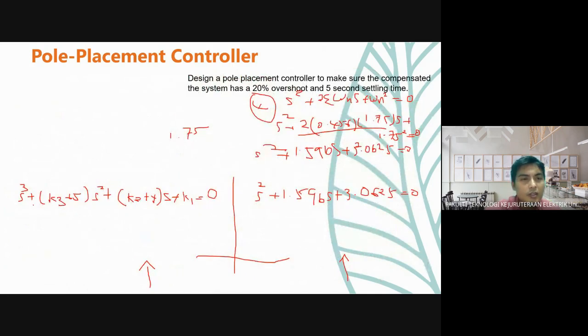So what do you think? At the left hand side, we have s power of 3. At the right hand side, we have s power of 2. Do you think we can compare it? Because they have different order of the system. Can we compare or not?